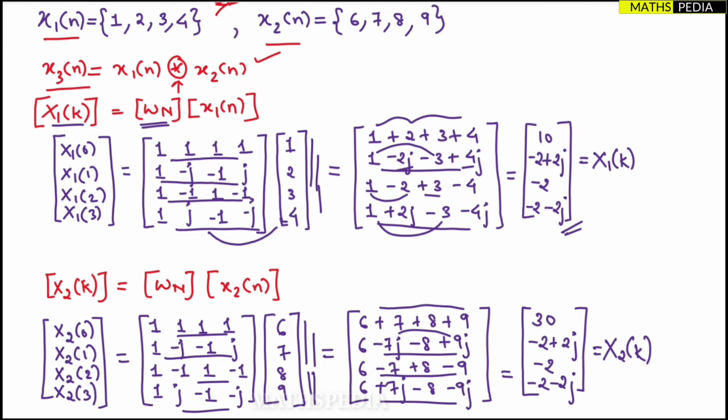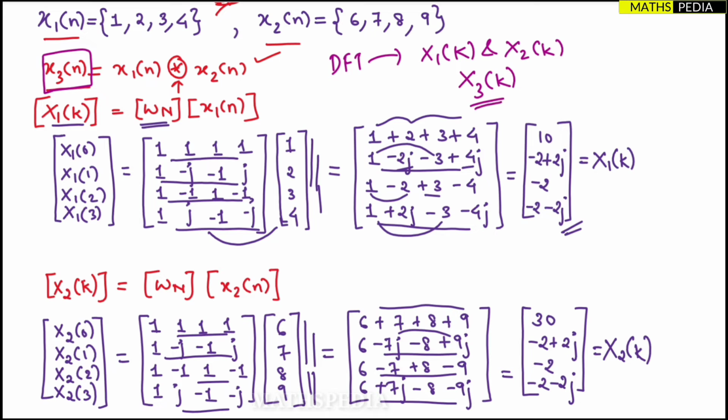Okay, see here, one more thing I should mention: we are going to find out x3 of n, right? That will be the answer for circular convolution. In order to find that, we are first going for the DFT method. So we found out x1 of k and x2 of k. Now we want x3 of k, right? How to find out x3 of k? It is nothing but the product of x1 of k and x2 of k. Simple. Okay, after getting x3 of k, then we have to go for IDFT, which will give me the answer as x3 of n. Simple concept.